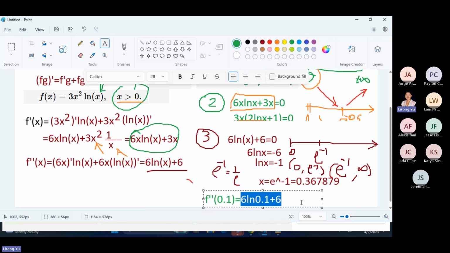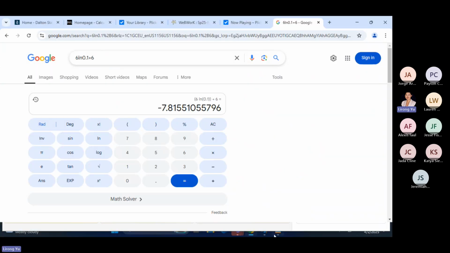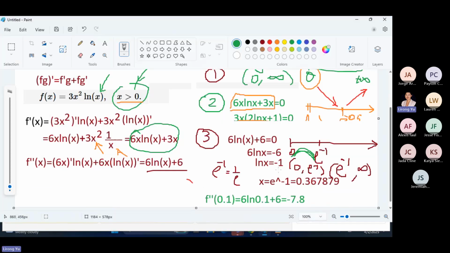Because it's negative, we know it's concave down. So it's concave down, which means it's shaped like this. That's on the first interval. It's concave down. And then let's see the second interval.